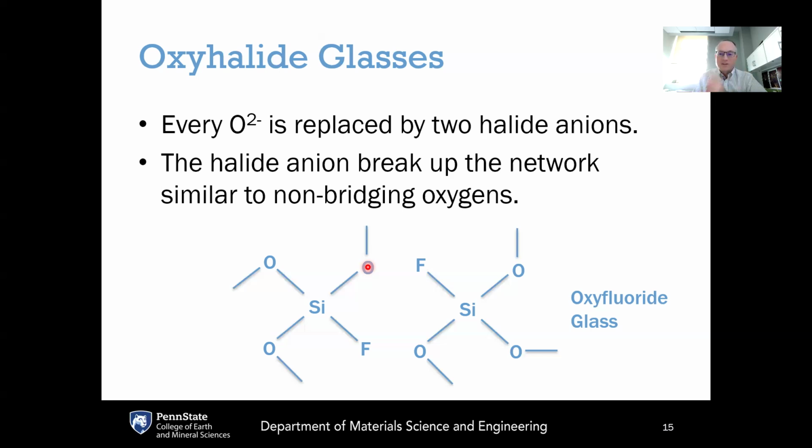The difference is this is actually doing a chemical replacement where you've got, instead of a -2 charged oxygen, a -1 charged halide. And what that means is that we're breaking up the connectivity of the network, and that's going to lower the modulus of the glass, decrease the viscosity, and so on. So this is an example of an oxyfluoride glass. You can make oxychloride glasses as well.